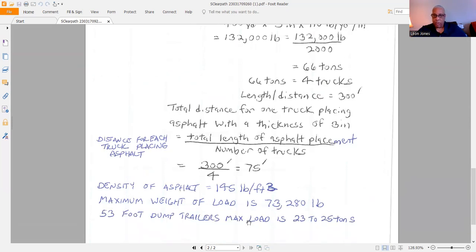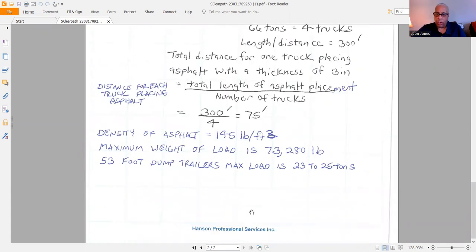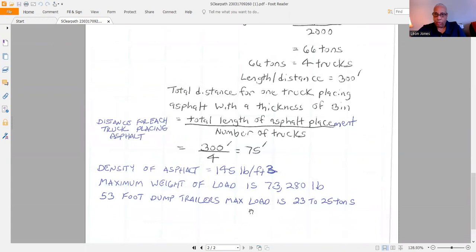Now, again, something else that you should know as well, density of asphalt is 145 pounds per cubic foot. Maximum weight of each load is 73,280 pounds. You need to check the ticket because if it's over that, you got to reject the truck. It's illegal. And of course, you do have some 26 and some 53-foot dump trailers, and the max load is between 23 and 25 tons.